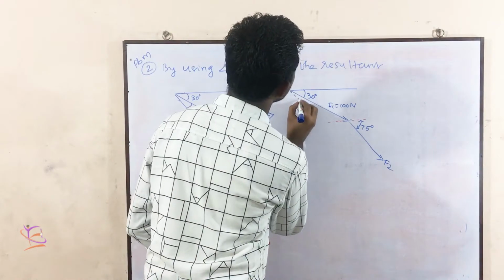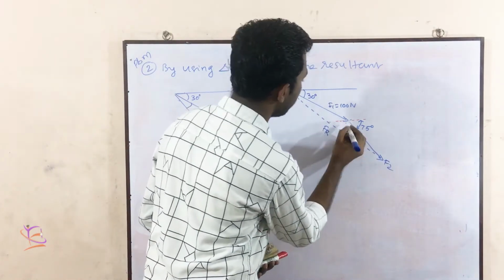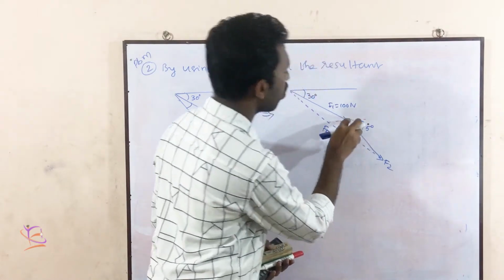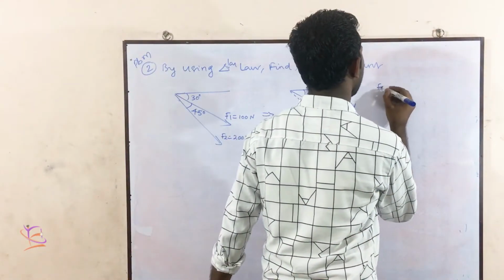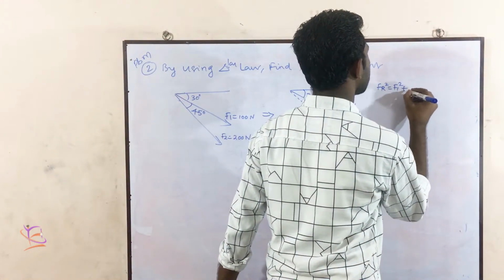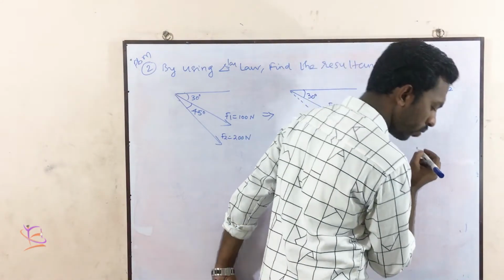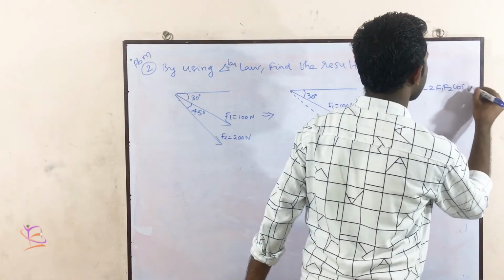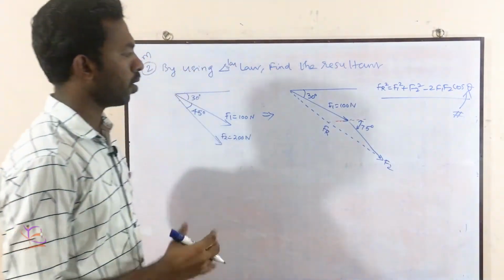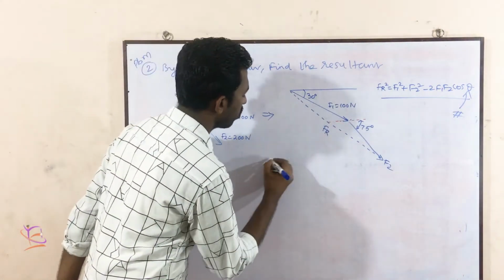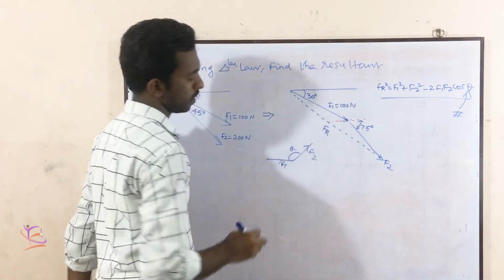So now you can close this. This will be the resultant Fr, because F1 and F2 are one after another. Now we know the formula: Fr squared is equal to F1 squared plus F2 squared minus 2 F1 F2 cos theta. We should know the value of theta. What is theta? The angle in between F1 and F2 is taken as theta.